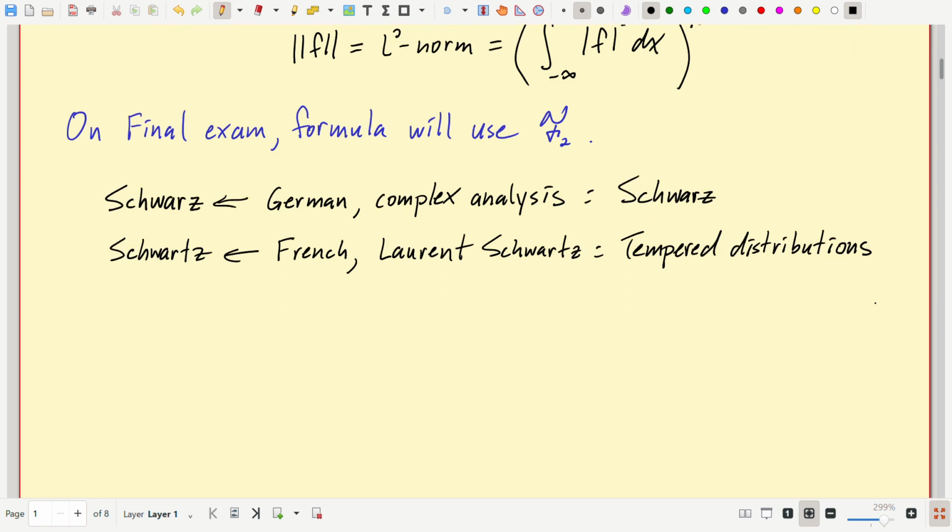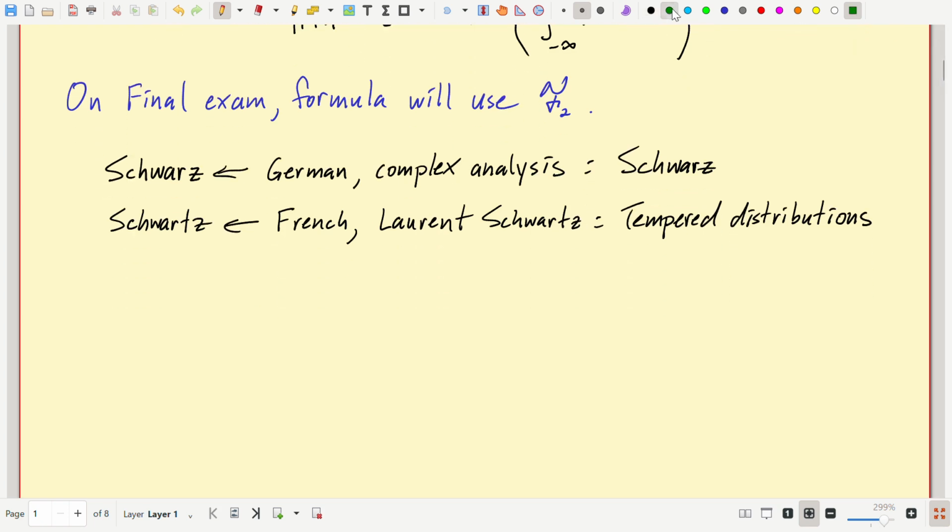Okay, so I'll tell you what the Schwartz functions are. They're very simple to define. Script S is going to be the space of Schwartz functions. It's a linear space.